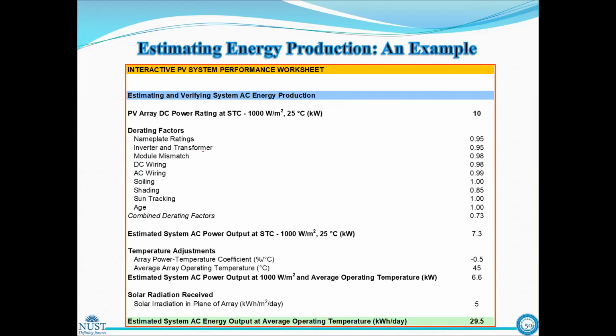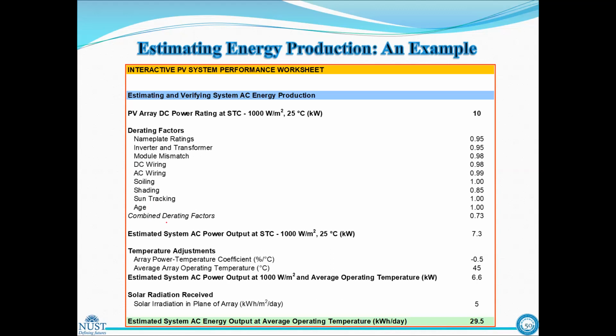For example, inverter or transformer module mismatch losses, DC wiring or AC wiring losses. Soiling losses can also be a factor, because when we install photovoltaic modules in the environment, the soiling can be more in some particular regions. So we should consider that derating factor according to the environment. Similarly, if there is shading, we should also consider that factor. Sun tracking, if there is, or aging, we can also consider its factor provided by the manufacturer of photovoltaic modules.